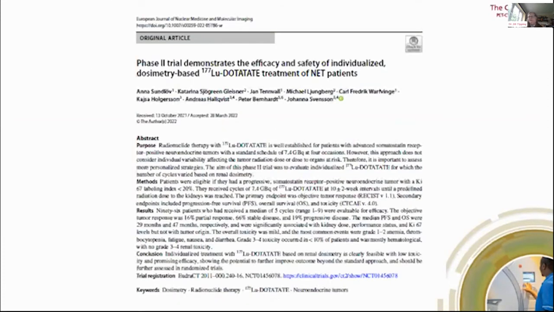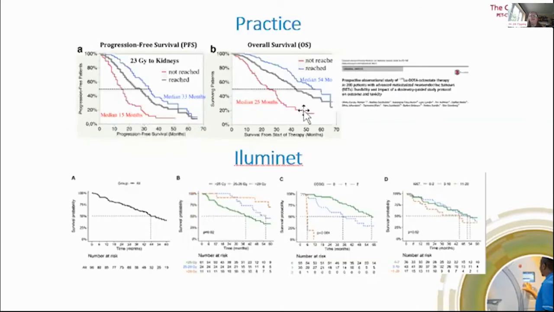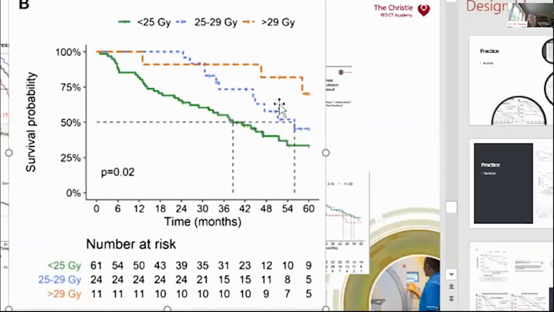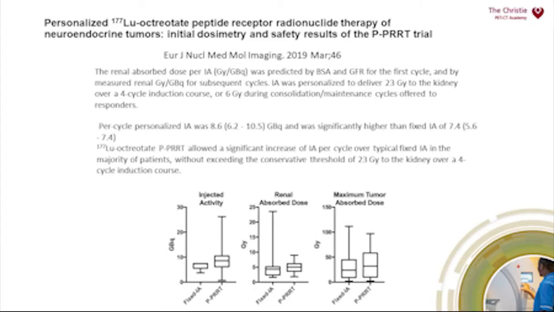They have recently published their findings. In practice, some studies have already shown that maximizing and going up to 23 gray to the kidneys, you were able to extend progression-free survival from 15 months to 33 months, and improve overall survival as well. With the Illuminate study, this broke that into three arms, and I'm just going to add that in to show that we get a further and much more enhanced separation now with these few patients that we're able to take above the 29 gray. So we're able to really improve patient outcomes by focusing on this type of dosimetry. This is also shown in an Italian study where they were working to 23 gray, but again, showing enhanced survival.